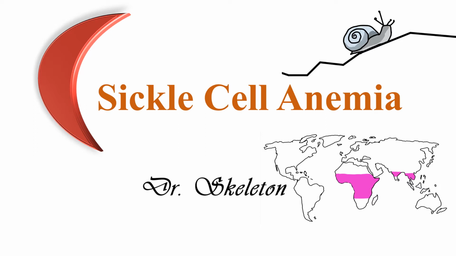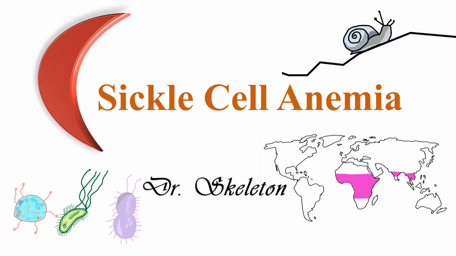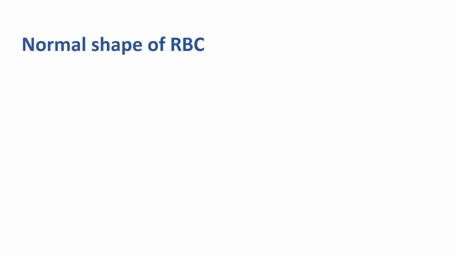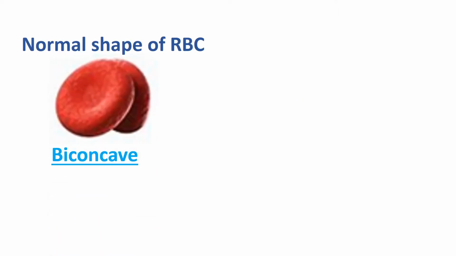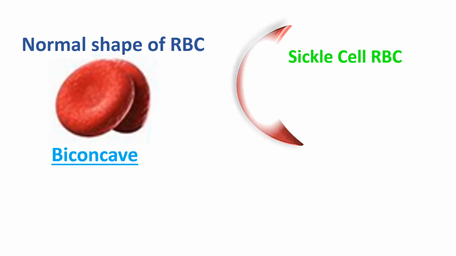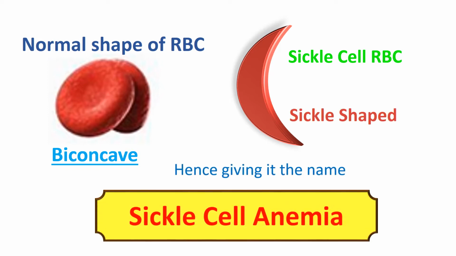The topic for today's discussion is sickle cell anemia. The normal shape of red blood cell is biconcave. It has a lot of mechanical and physiological advantages. But in this case, the shape of the red blood cell is semilunar or crescent or sickle shape. Hence the name sickle cell anemia.